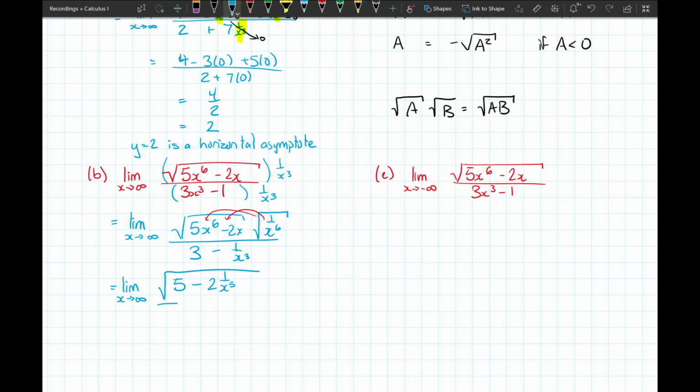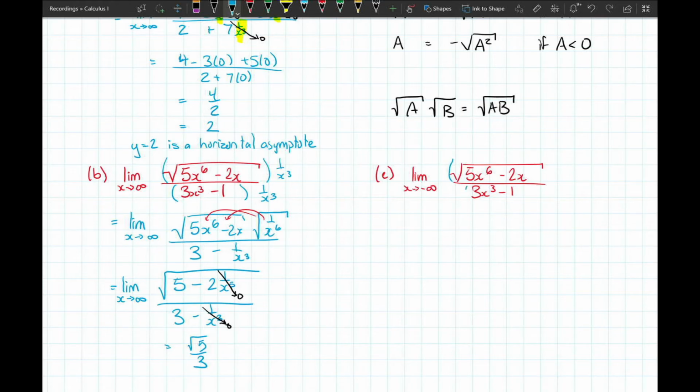And the denominator has already been distributed, and from here it's easy to use the property that 1 over x to the r for r positive as x goes to infinity is 0. And we'll cross off all of these 1 over x to the r's as going to 0, leaving us with the square root of 5 over 3. Now, what about taking the limit as x goes to negative infinity?